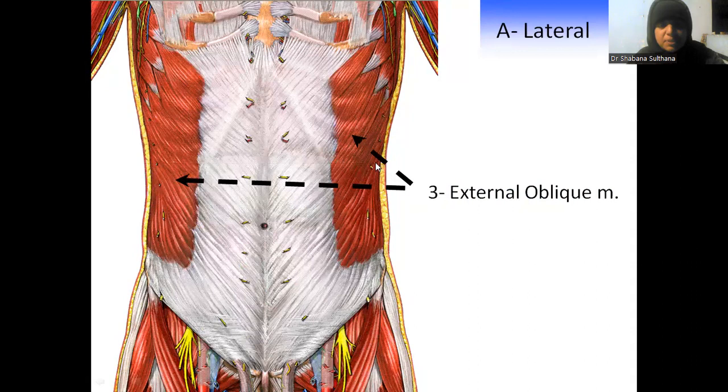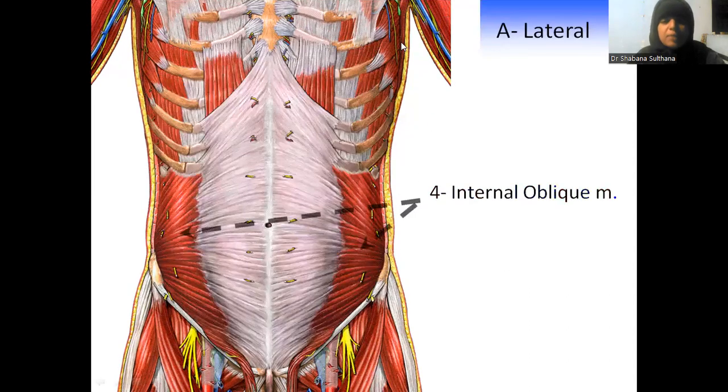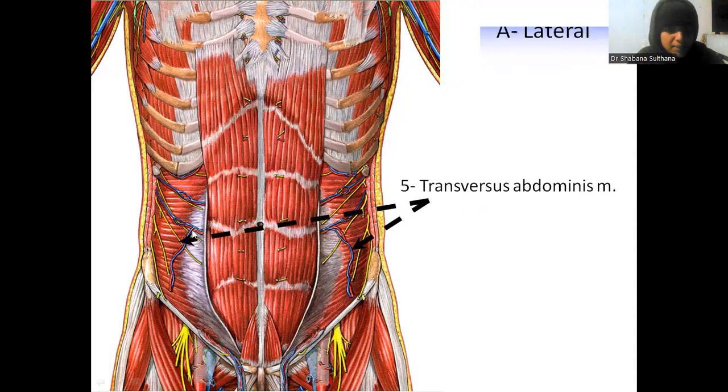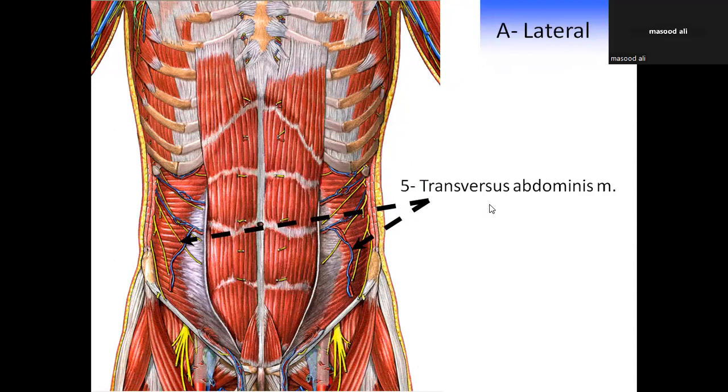What is the first muscle we come across? External oblique, external oblique abdominis. What is the second muscle we come across? Internal oblique, internal oblique abdominis. What is the third muscle we come across? Transversus abdominis. And in the midline, are you finding we have one more muscle? Rectus, excellent. Rectus abdominis.